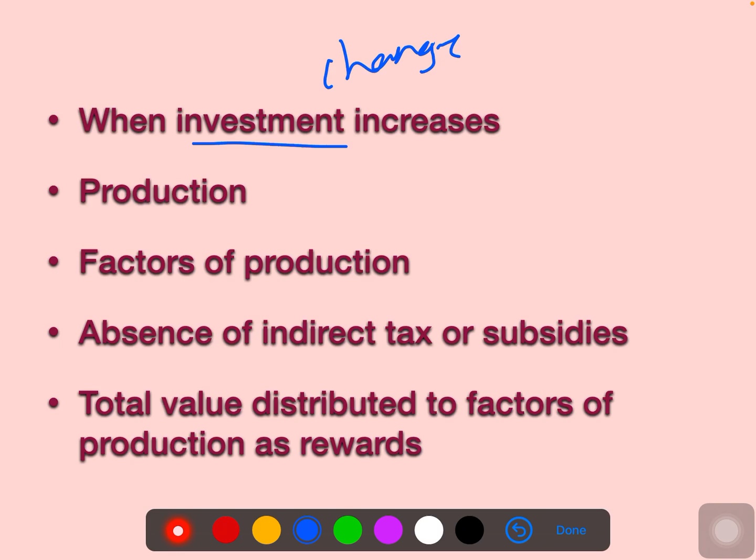So the change in investment: at the beginning the investment was 10, and that got increased to 20. When the investment increased from 10 to 20, what is going to happen? When investment increases, we have to come to the conclusion that production is also going to increase. If the investment is increasing, production is also going to increase.